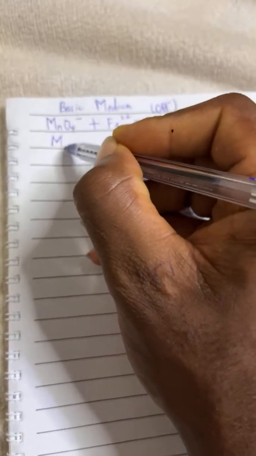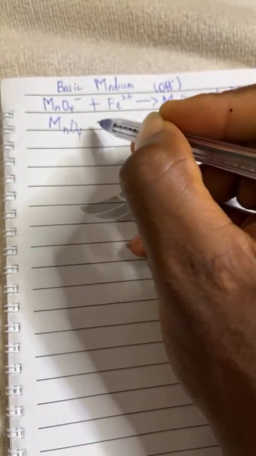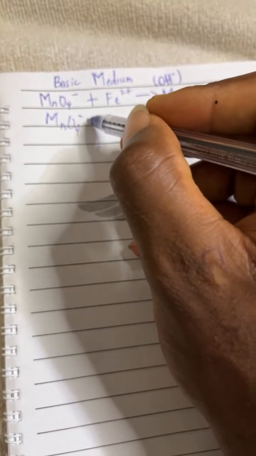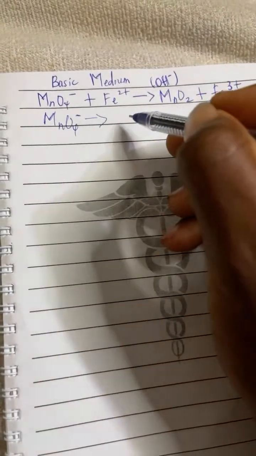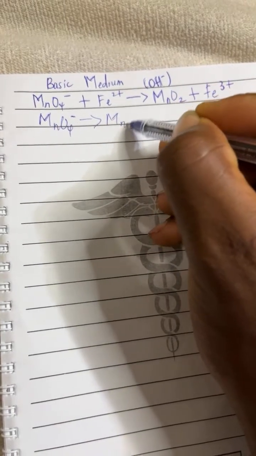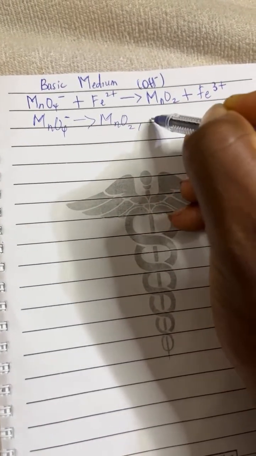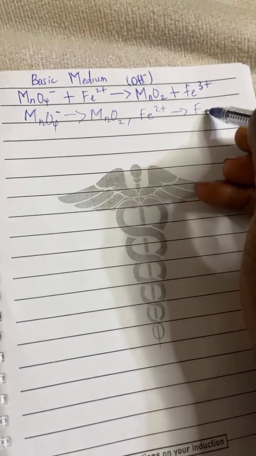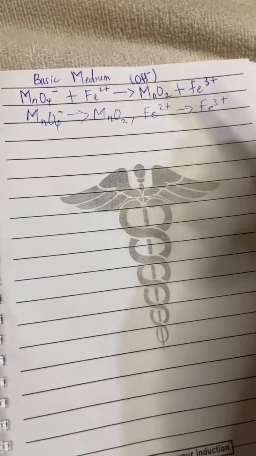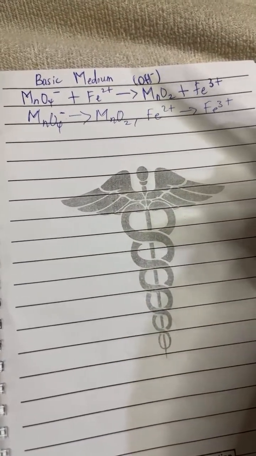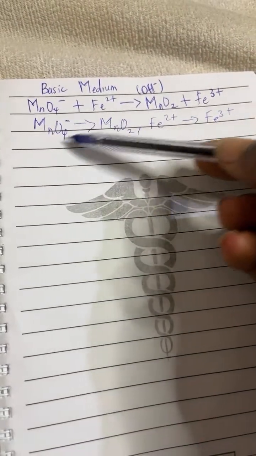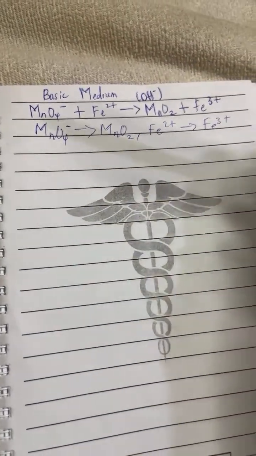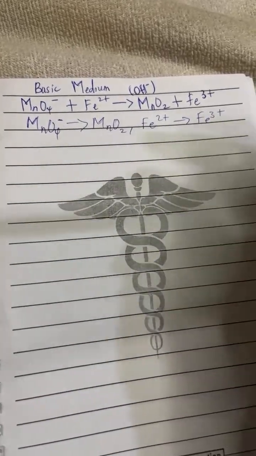You divide into half reactions now. MnO4 minus to give MnO2, right? Then Fe2 plus to give Fe3 plus, right? After that, you balance by mass. 1 Mn here, 1 Mn here is already balanced. 1 Fe here, 1 Fe here is already balanced. So you don't have an issue with that. It's already balanced. I don't need to balance it again.